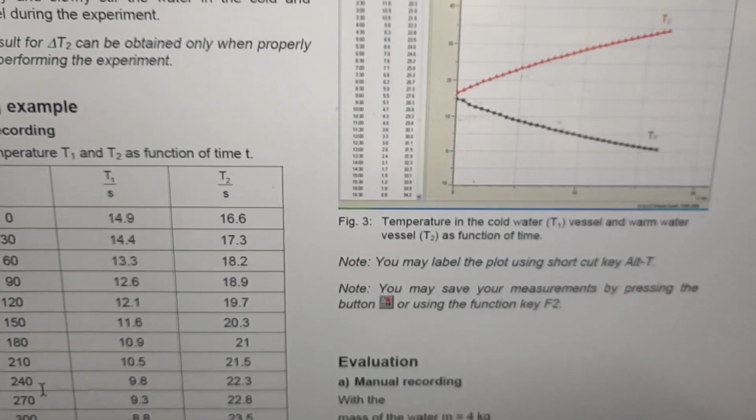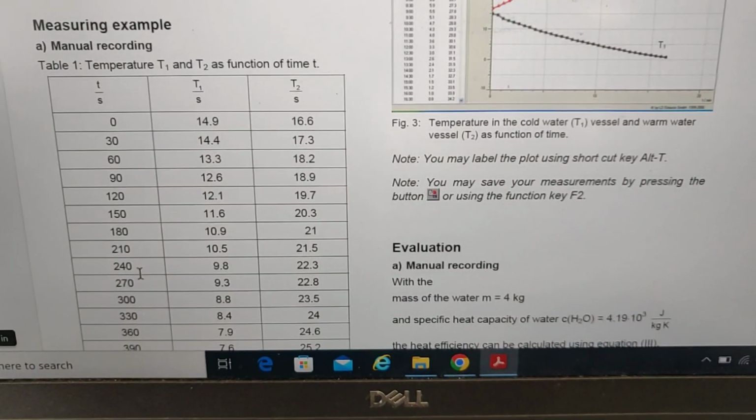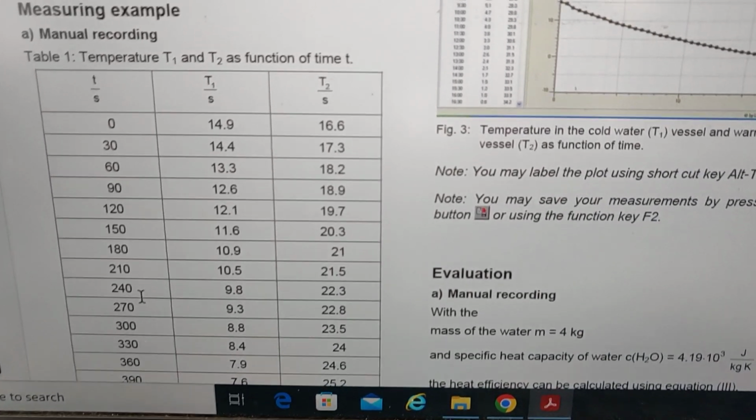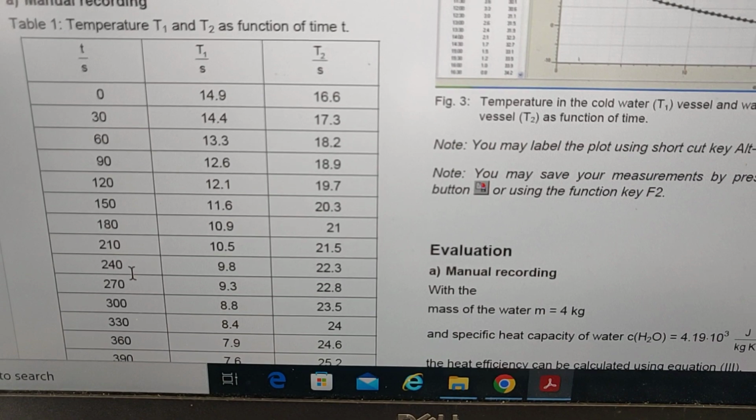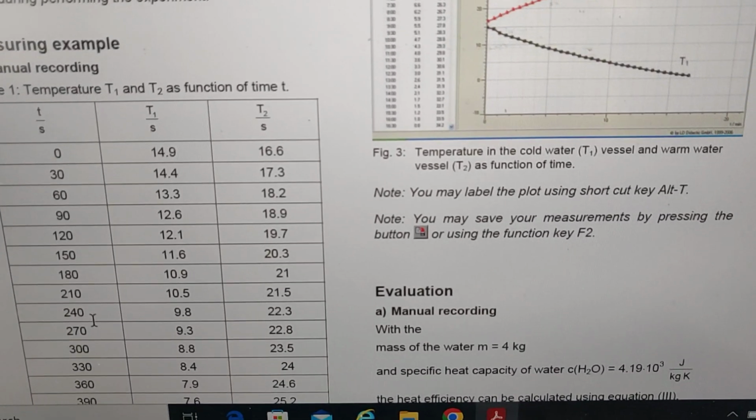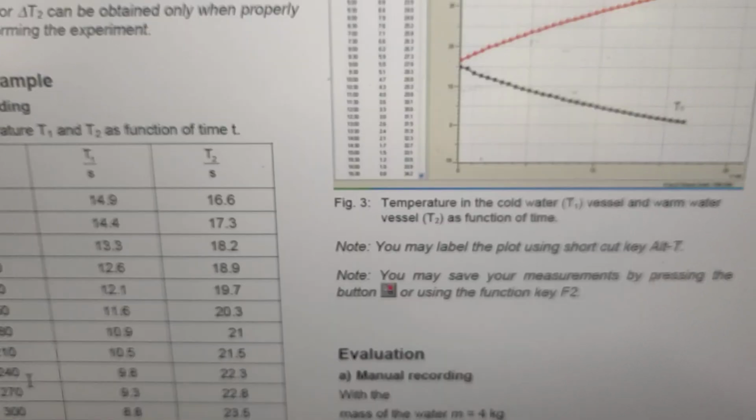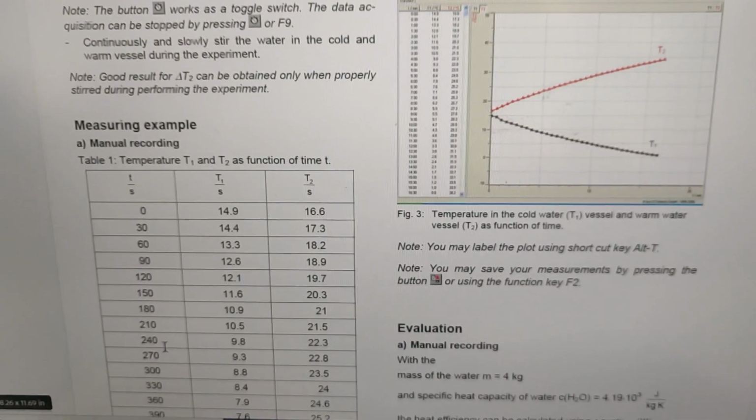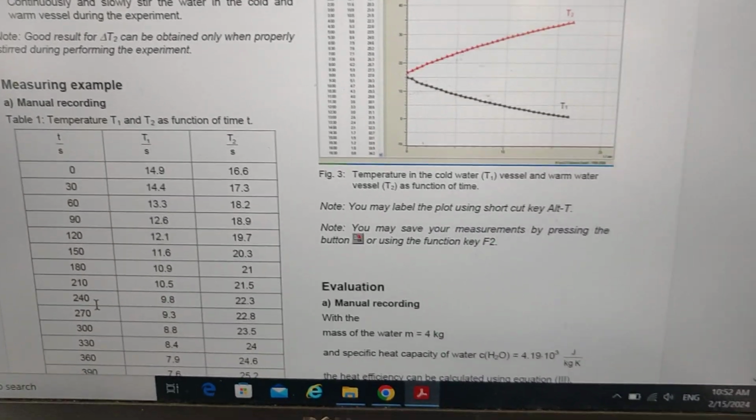So every 30 seconds you need a timer. Every 30 seconds you will keep capturing the temperature values from this temperature reader, and you will continue this till you reach 900 seconds, which is 15 minutes run time of the machine. So we select the run time as 15 minutes and we keep measuring the temperature every 30 seconds.